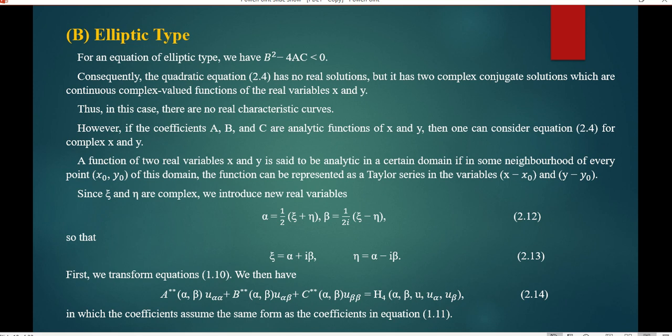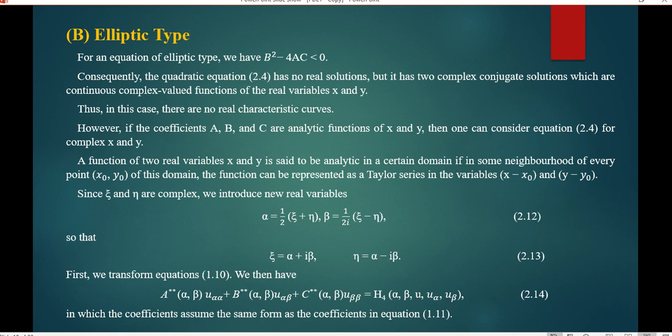However, if the coefficients a, b and c are all analytic functions of x and y, then one can consider the equation 2.4 for complex x and y. So for that, we assume the Taylor series representation, and then finally we introduce the new variables alpha as 1 by 2 into psi plus eta and beta as 1 by 2 into psi minus eta, so that psi equal to alpha plus i beta and eta equal to alpha minus i beta.